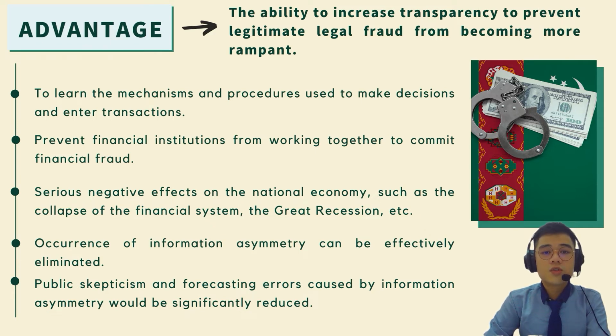This could have serious negative effects on the national economy, such as the collapse of the financial system, the Great Recession, etc. Information asymmetry can be effectively eliminated if the law explicitly requires all financial companies to disclose information about financial products promptly and effectively. Public skepticism and forecasting error caused by information asymmetry would be significantly reduced, resulting in improved social welfare.